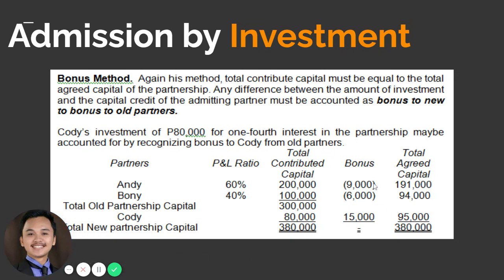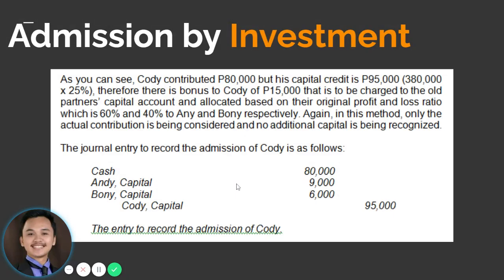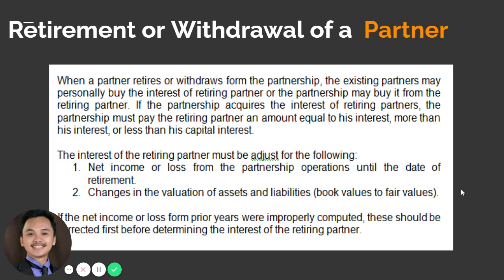So again, it is very important that under admission by investment, it is possible that a bonus is given to the new partner or to the existing partners, depending on which is greater, whether the total agreed capital or the total contributed capital. So to recognize the journal entry, we debit cash for 80,000 and credit Cody, capital for 95,000. Take note that the bonus will be recognized by Andy and Bonnie, so their capital will be reduced by 9,000 and 6,000 respectively.